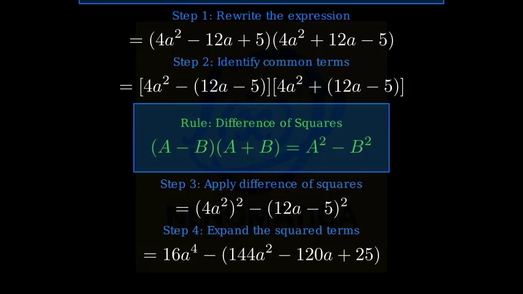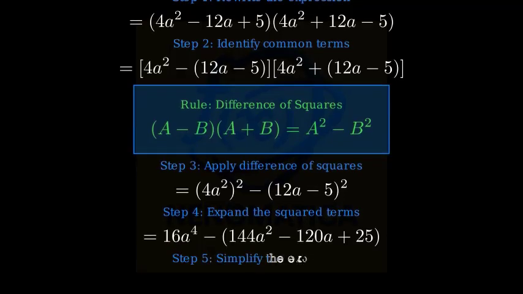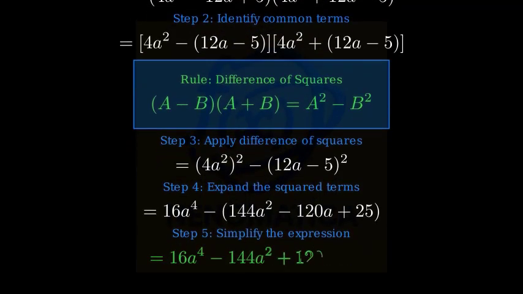And for the square of 12 minus 5, we get 144 squared minus 120 plus 25. For our final step, we simplify the expression by distributing the negative sign and combining like terms. This gives us 16a to the 4th minus 144 squared plus 120 minus 25. Now, let's move on to our second example.